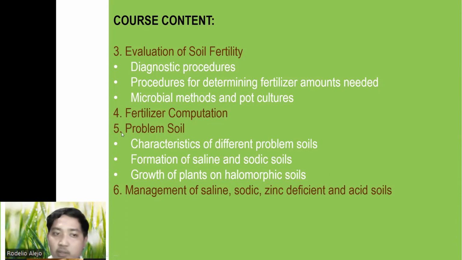So here in this one, you will have, I think, a reporting for you to discuss one possible problem soil and the possible solution. So what are the characteristics of different problem soils? Formation of saline and sodic soils. So growth of plants on halomorphic soils. And then number 6 is the management of those problem soils.